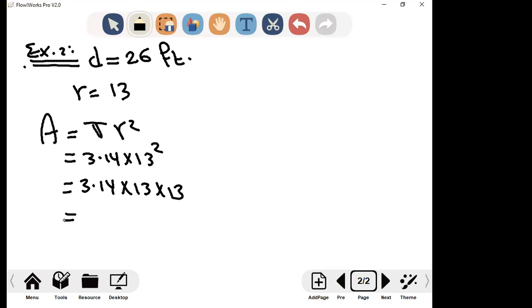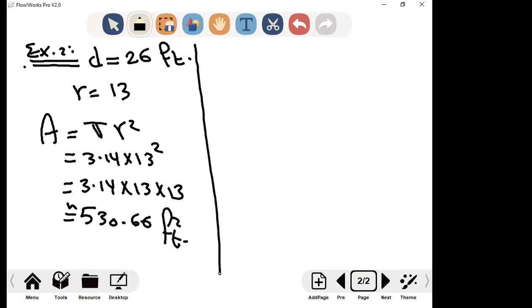Multiply these numbers, the answer will be 3.14 multiply 13 multiply 13, it will be 530.66. Of course rounded. What's the unit? Feet power of 2. So if you have the radius, apply the formula directly.